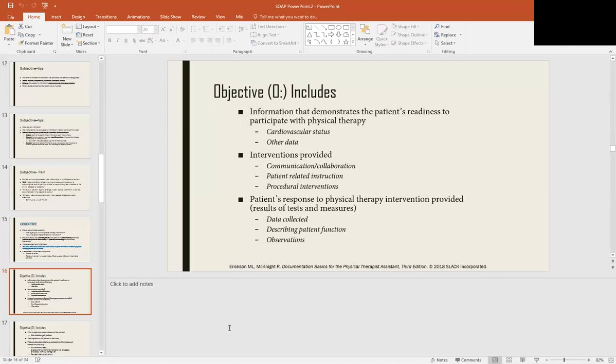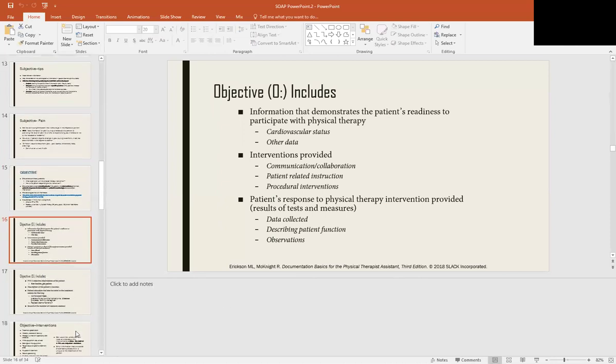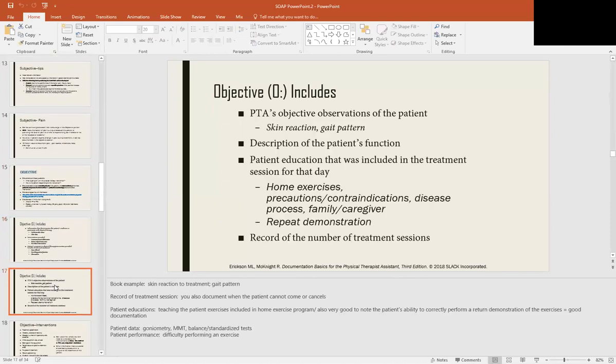The interventions provided, and we're going to go into those a little bit more. You can read through the bullet points underneath them. The patient's response to physical therapy intervention provided, so their results of tests and measures, so that can be data describing the patient's function or observations. And we'll talk a little bit more about each of those.